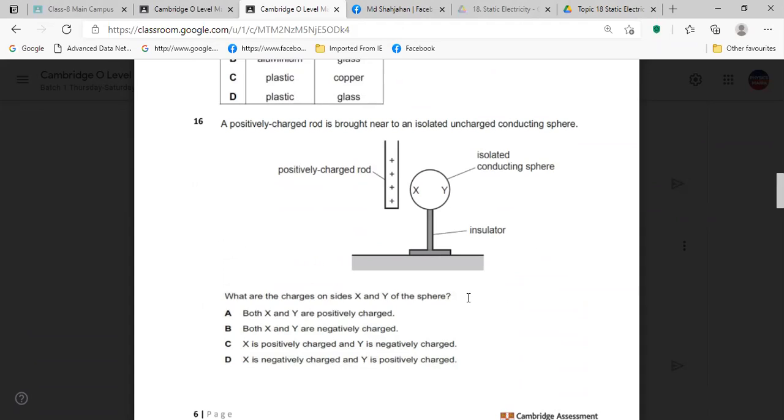A positively charged rod is brought near to an isolated uncharged conducting sphere. What are the charges on sides X and Y of the sphere? Both X and Y are positively charged. Both X and Y are negatively charged. X is positively charged and Y is negatively charged. X is negatively charged and Y is positively charged.